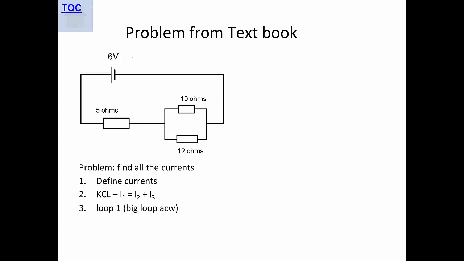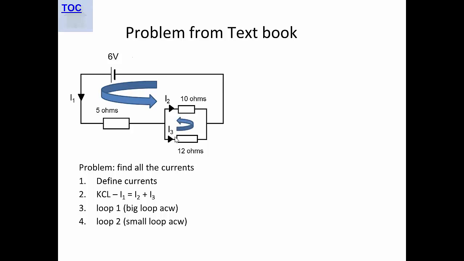So the big loop is going from the 6 all the way around the top part to there. We call this the big anti-clockwise loop. And then we have a small loop, which is the small anti-clockwise loop, which will go from there round to there again, to the same place. So define the currents I1, I2 and I3. This is the big loop, and this is the small loop.